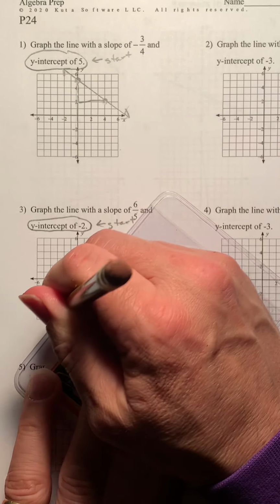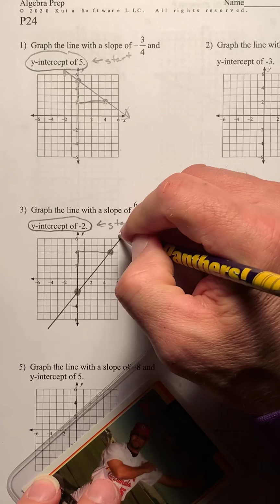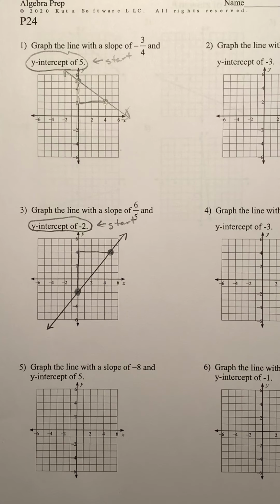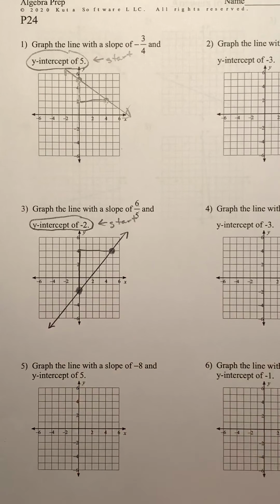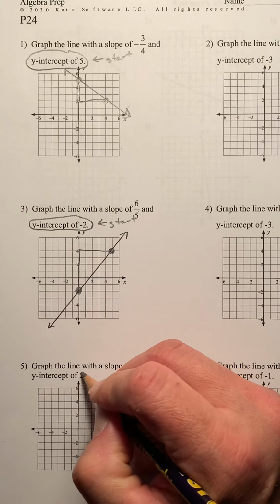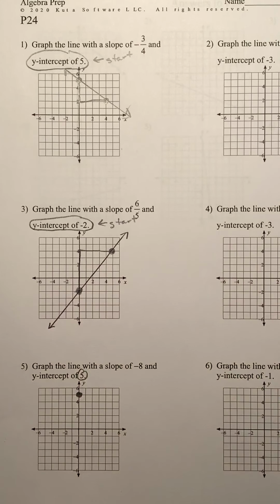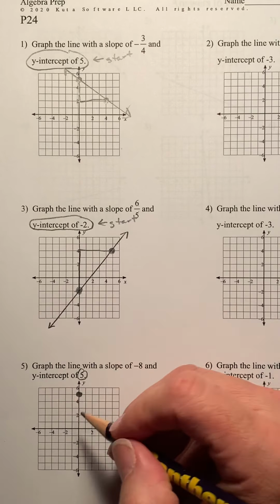Remember, when we draw our lines, we go off the grid, arrows are on the ends, and the arrows are not on the grid. All right, and then last but not least, question number 5. We've got our y-intercept of 5. That's our starting point. So I start at a positive 5 on the y-axis.